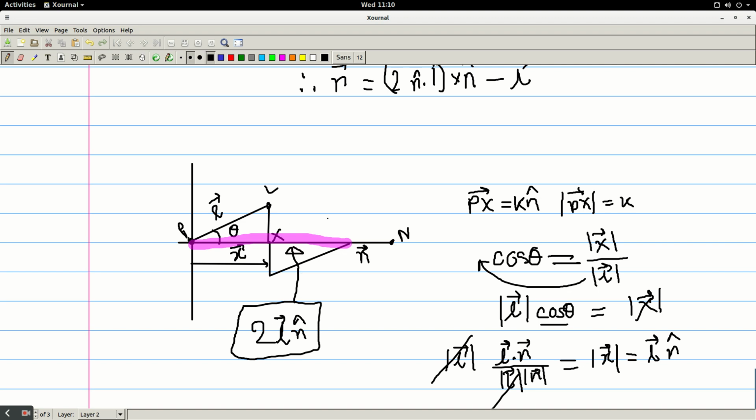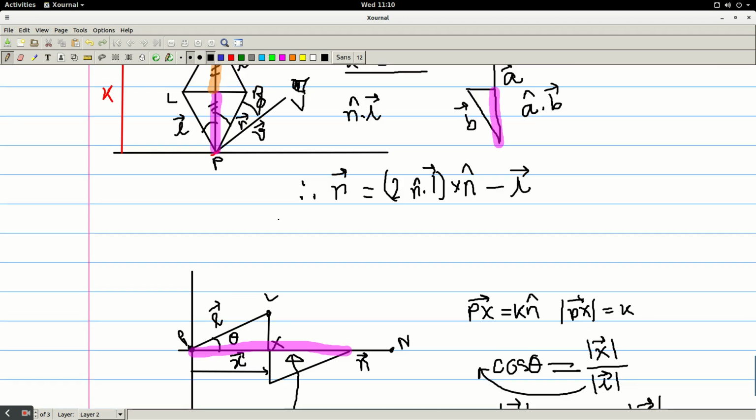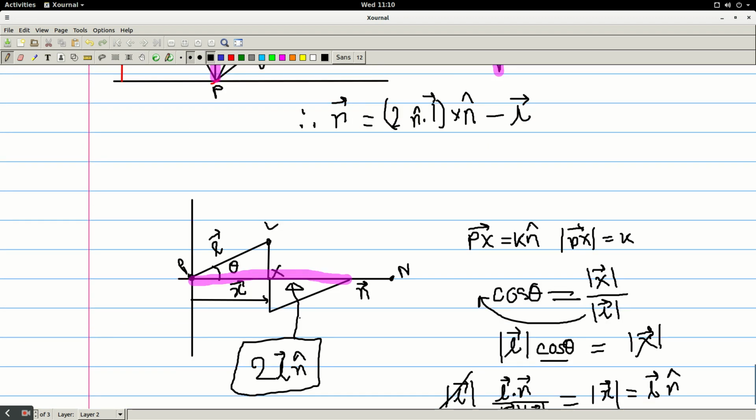This pink line represents this thing. Is this thing clear? And that's what I wrote down over here. If I know the length, then I can find a vector that goes from point P all the way to this point. It has the length of this much, but it goes along the direction of vector n. So that allows us to find out R.